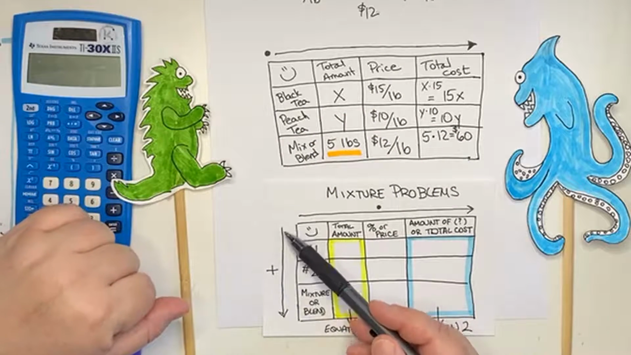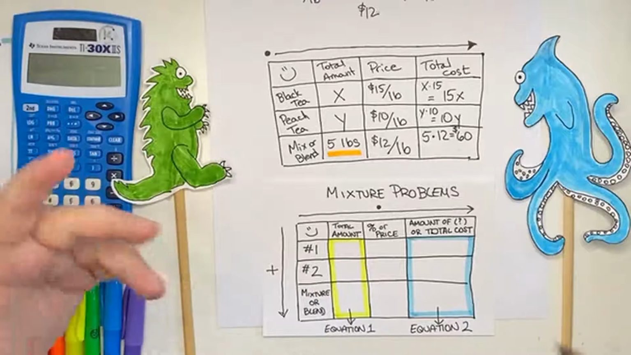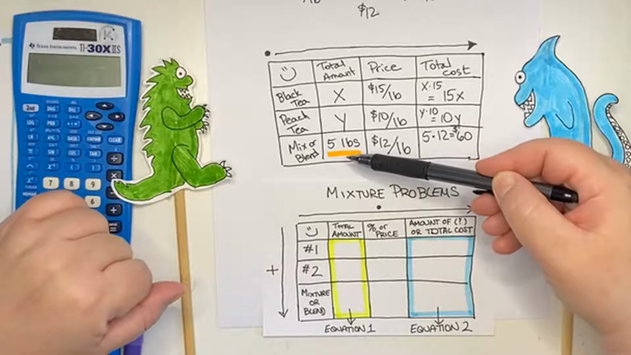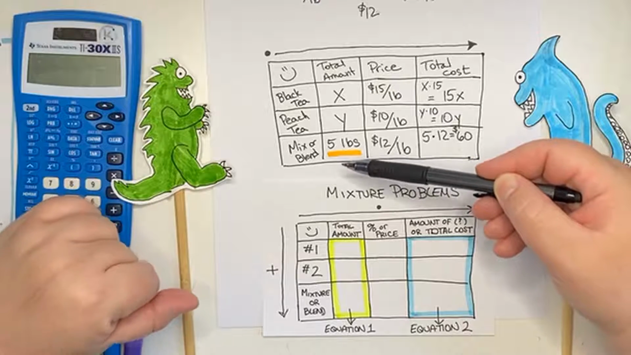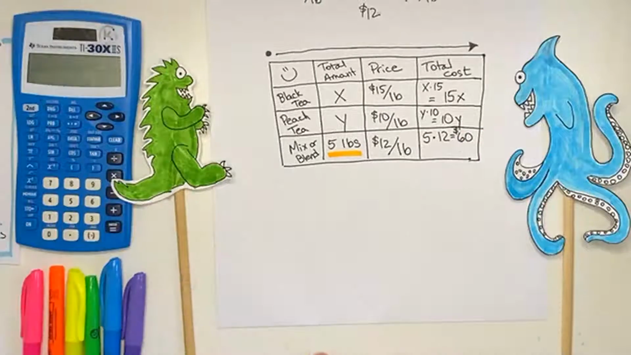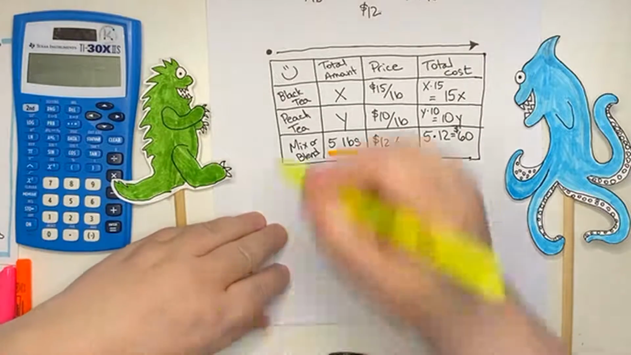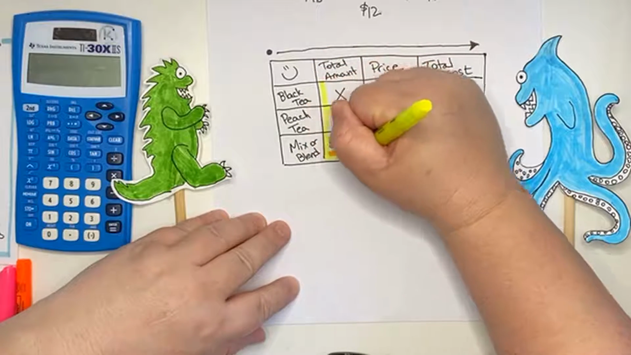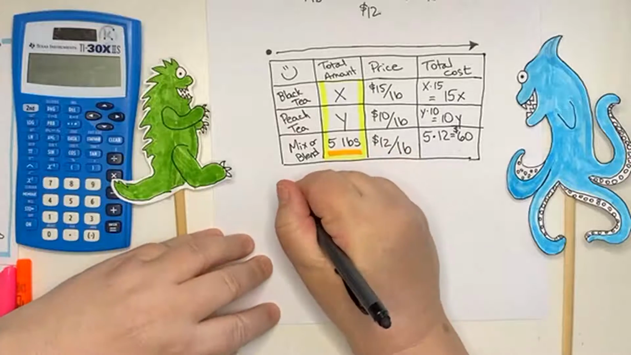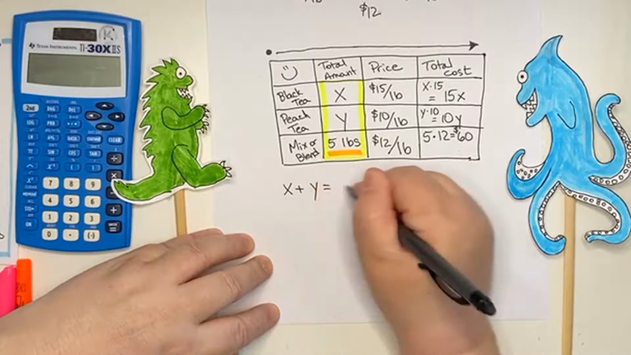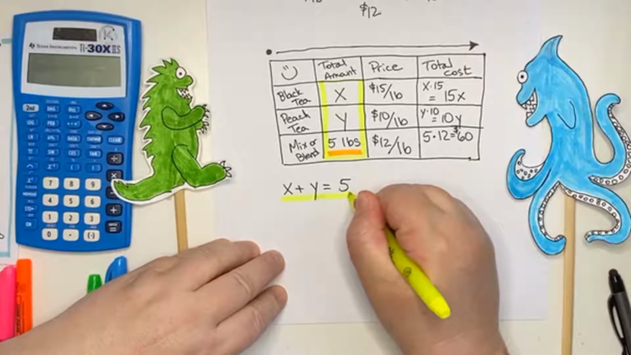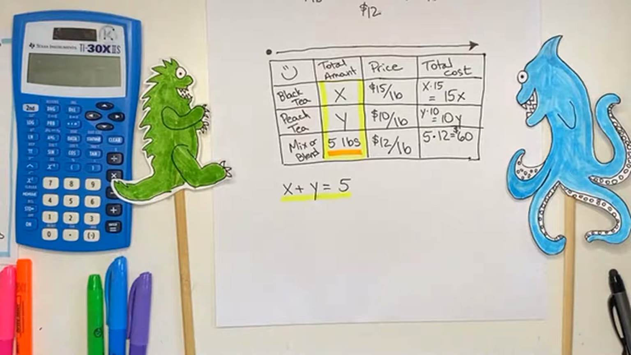And then also we're looking to add going down. So can we add? If we add the x plus the y, does that give us the 5 pounds? And the answer is yeah. 5 pounds is the amount of the total mixture. So we're going to add x plus y. So this here is going to be our first equation right there, because that's just looking at the amount of tea we're using. That's our yellow.